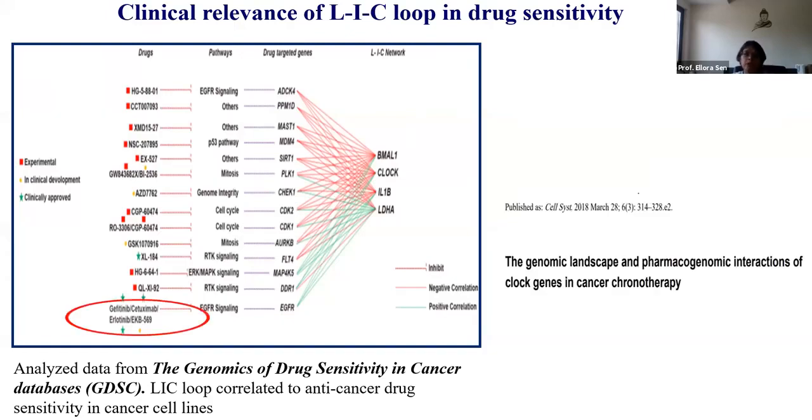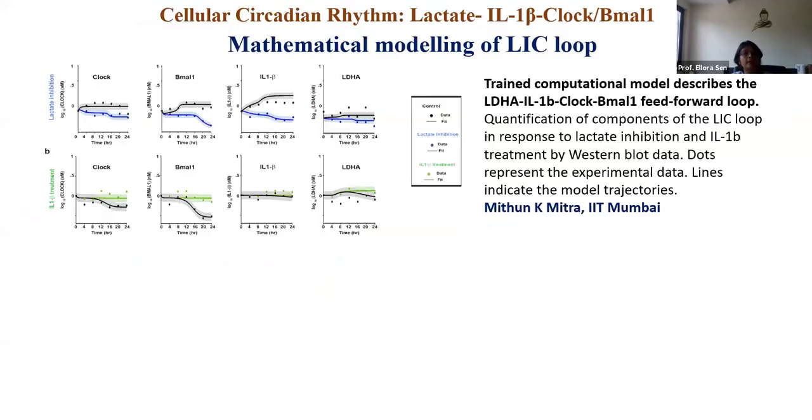Therefore, the genomic landscape and the pharmacogenomics of clock genes is now a widely discussed topic in cancer chronotherapy. And now that we have this LIC circuit showing a correlation between LDH, IL-1, and clock circuitry, we are trying to fit it into a mathematical model in collaboration with Mithun Mitra from the Department of Physics in IIT Bombay. And we are trying to predict exact time points whereby targeting a particular rhythm could bring down the lactate levels or the IL-1 levels.